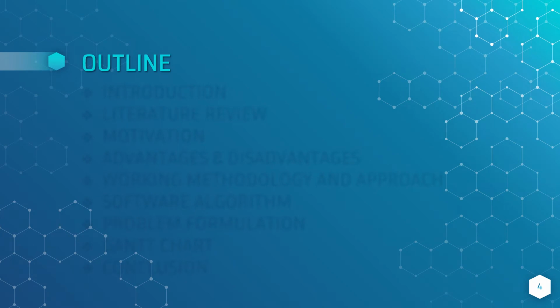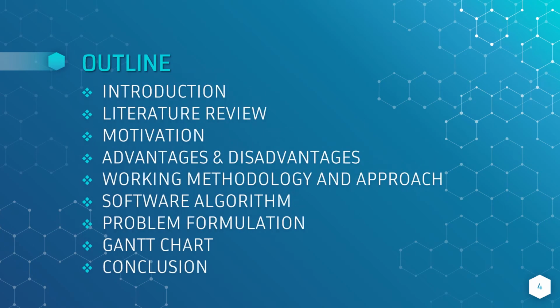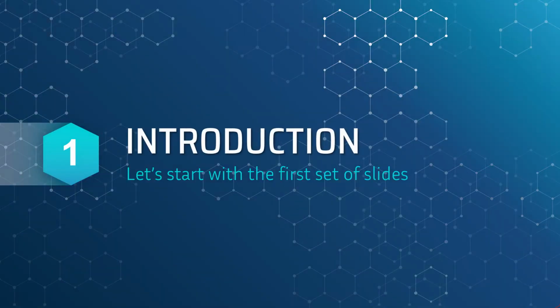Here is the outline of the presentation. First, I will begin with the introduction, then literature review, motivation, advantages and disadvantages, working methodology and approach, software algorithm, problem formulation, Gantt chart, and finally the conclusion and the outputs. Let's begin with the introduction here.